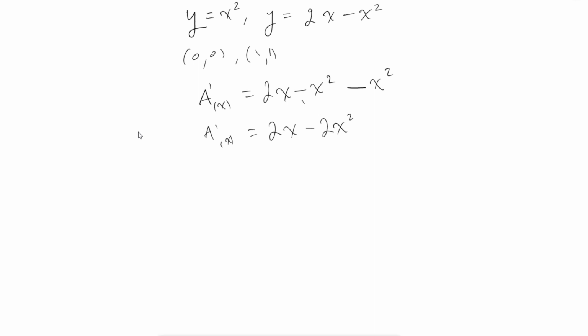Now to find the area function, we need to find the antiderivative. I should use F, not A, because those are slightly different things. So F of x is going to be equal to, well, the antiderivative of 2x is simply x squared, and the antiderivative of negative 2x squared is negative 2x cubed over 3.